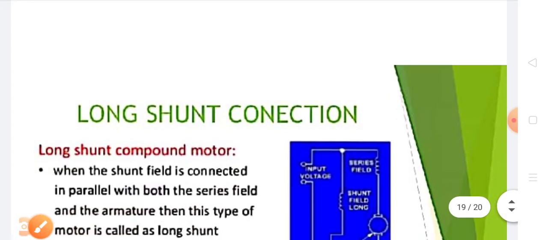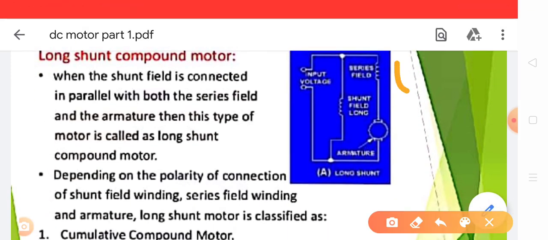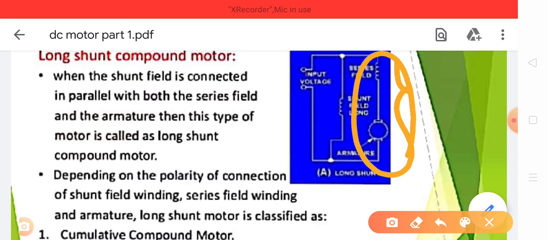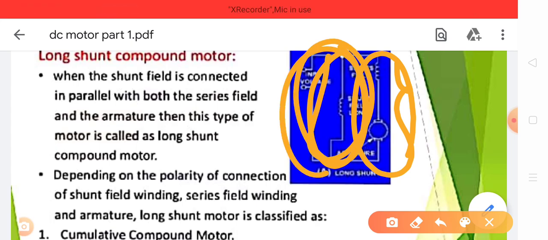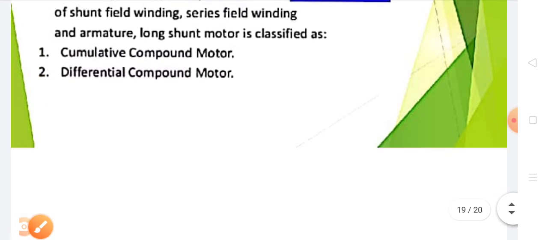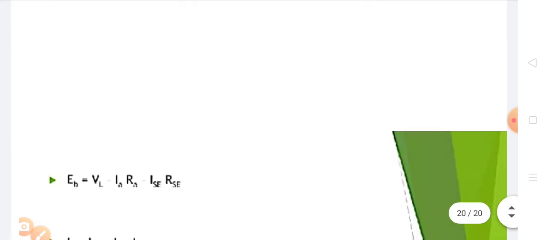Next, the last one, long shunt. In the long shunt, both the series field winding and the armature winding are connected in parallel with the shunt field winding. The length of this shunt field winding is more, so that's why it is called a long shunt compound motor. Similar to that, we have the cumulative compound and differential compound based upon the fluxes. The expressions are EB = VL - IA RA - ISC RSC, IA = IL - ISH, IL = ISC, and VL = EB + IA RA + ISC RSC.